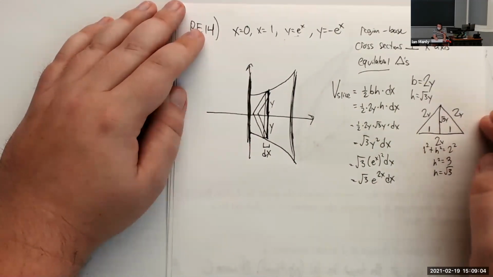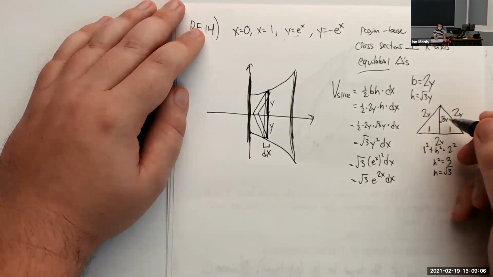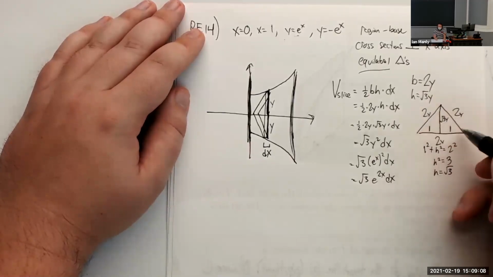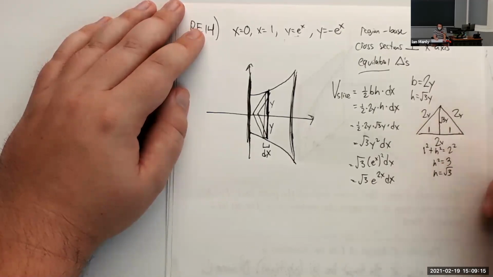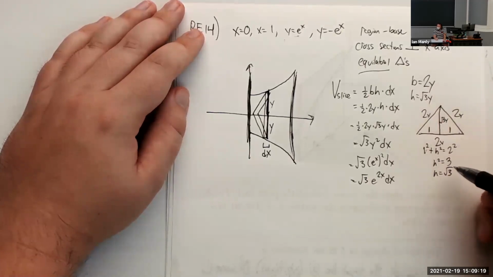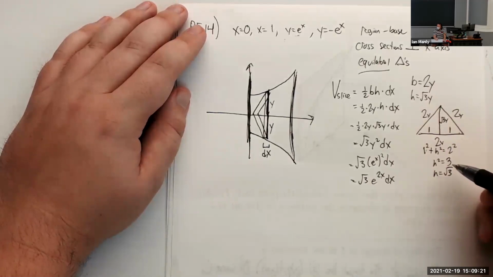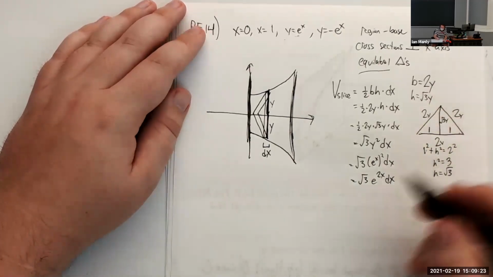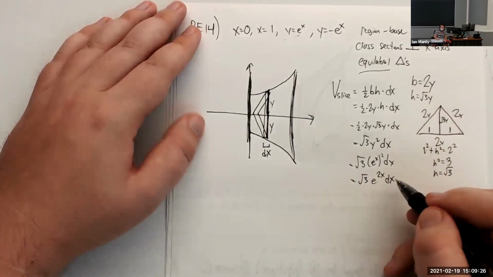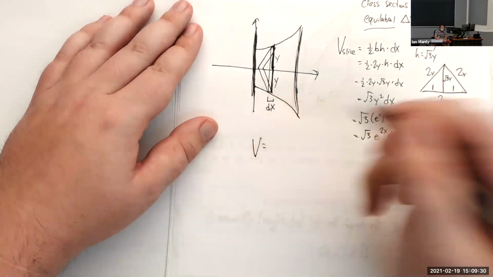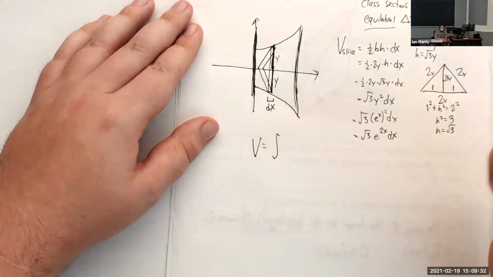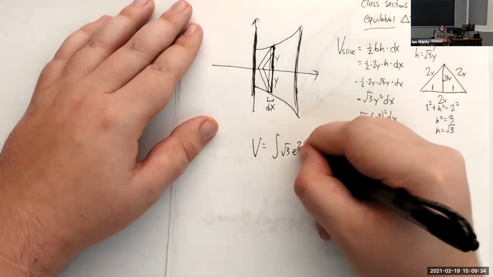Why was it root 3y? It's because it's an equilateral triangle. So we have 2, 2, 2 right here. If we cut it in half, these are side length 1, and then we did the Pythagorean theorem to get root 3 right here. All right. So let's see here. So we have root 3 e to the 2x dx. And so now what we're going to do is we're going to throw it into an integral, and we get the whole thing.